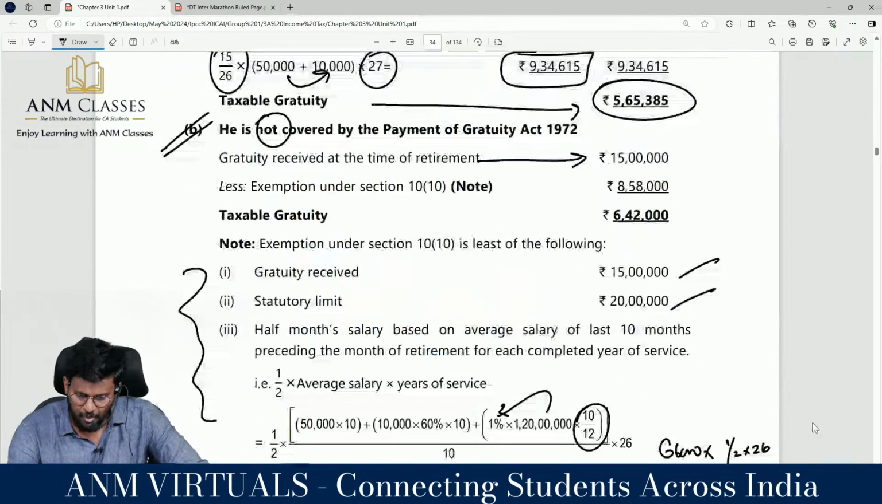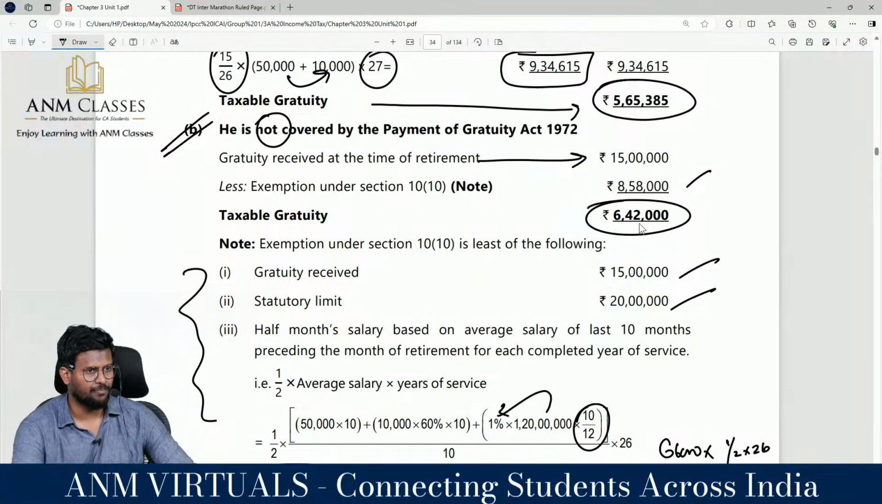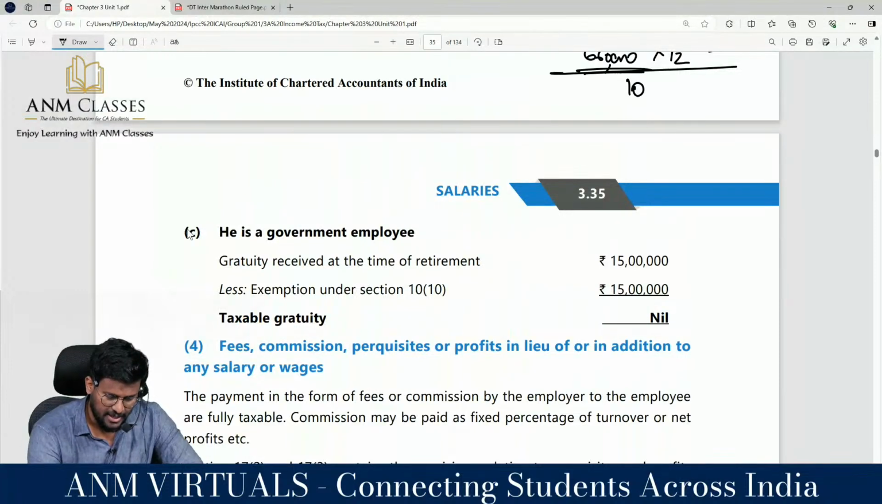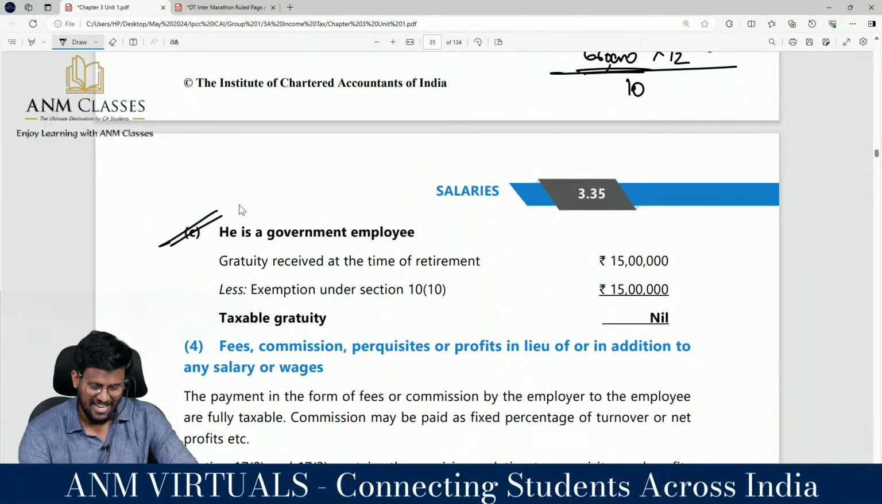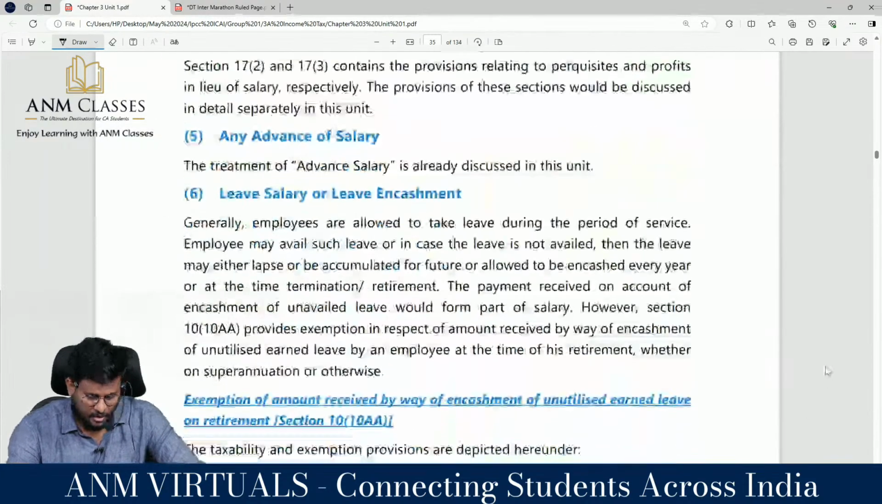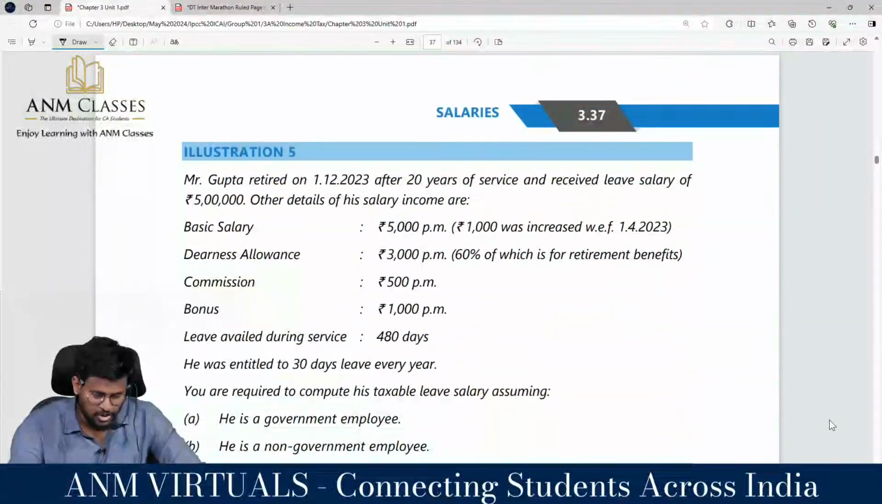Right? Yes sir. What is the least? What is the taxable gratuity? Same questions I solved in class. Yes sir. That's why I am refreshing it for you. Then sir is an employee. Actual gratuity received, exempt under section 10(10), taxable gratuity, and with this the illustration comes to an end.